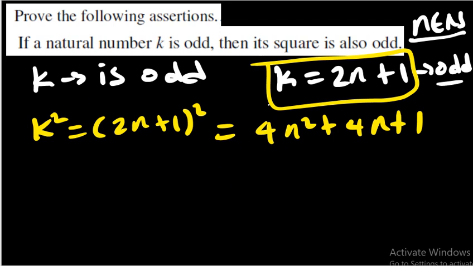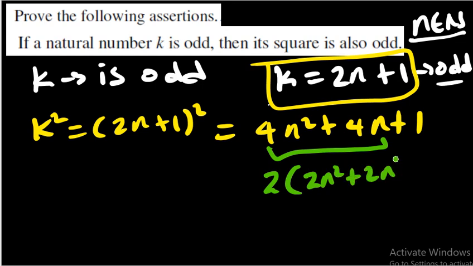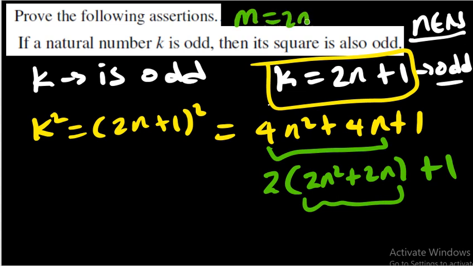Then at this point, I can group these two together and extract 2 as a common factor. I can extract 4, but better 2. The reason, you will see in the next step. It will be 2(2n squared plus 2n) plus 1 remaining alone. Now we can represent this whole as m. M is 2n squared plus 2n, let's say. Why? Because m is also always going to be a natural number, since n is a natural number. If you square it and add 2n, still it's going to be a natural number.